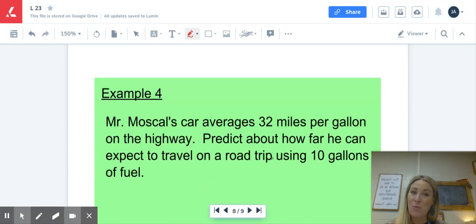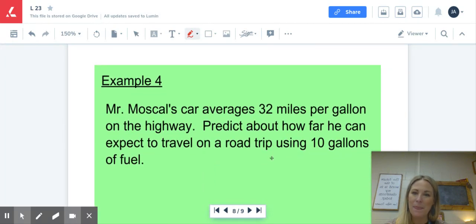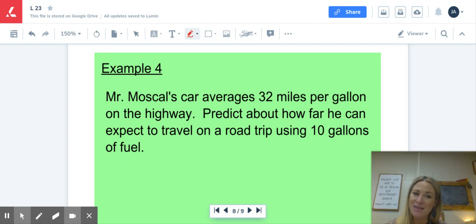One more rate practice problem. Mr. Moskow's car averages 32 miles per gallon on the highway. It's pretty good. Predict about how far he can expect to travel on a road trip using 10 gallons of fuel. Go ahead and pause and unpause when you're ready.